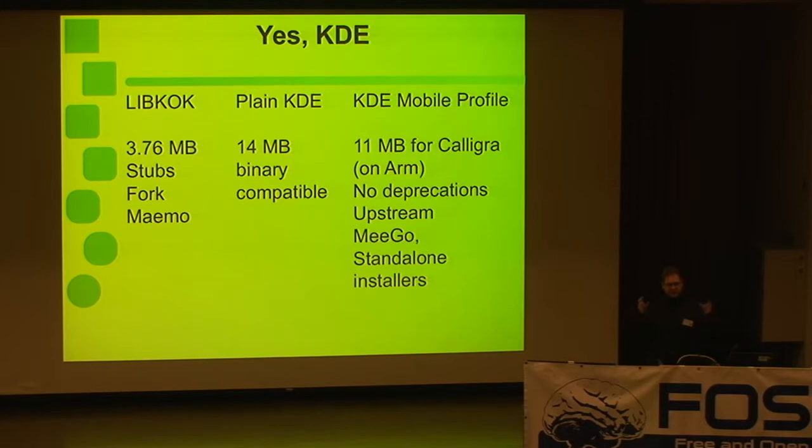KDE mobile profile is also KDE cut up into smaller parts. Big libraries have been split up into small functional components, so you only need to take what you need for your application. And that's surprisingly little for Calligra. Calligra is a big, big KDE application. It uses a lot of technologies, and still we only need 11 megabytes of supporting libraries. What we use this for is platforms like MeeGo. MeeGo for netbooks, MeeGo for handsets. This is really suitable as a platform to build on for the future.